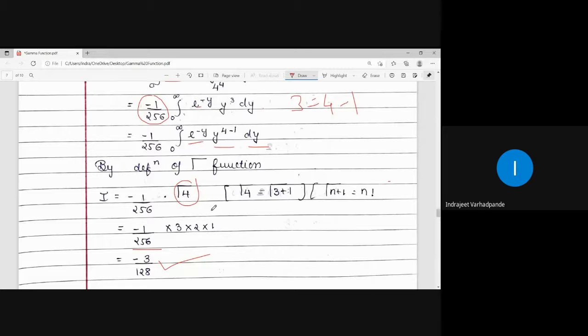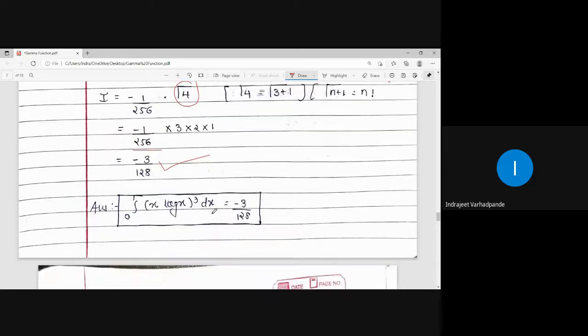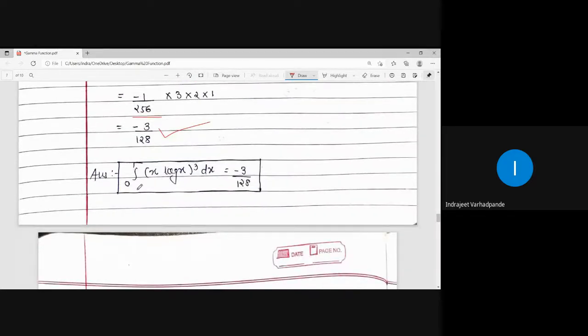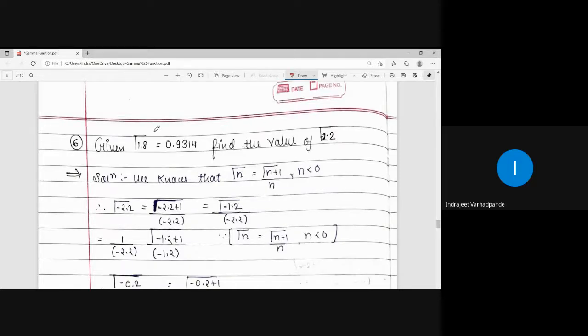So you must be observing everywhere, we are not at all doing the process of integration. Rather, we are trying to convert it into the improper definite integral, which will fit into the definition of the gamma function. So final answer, integral 0 to 1 x log x whole cube dx is minus 3 upon 128. Now this is sort of a very mathematical problem.